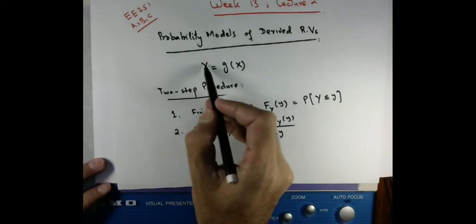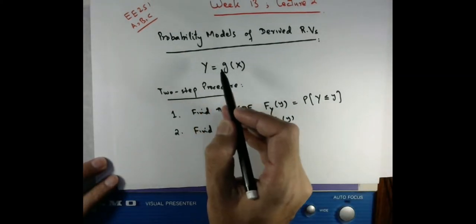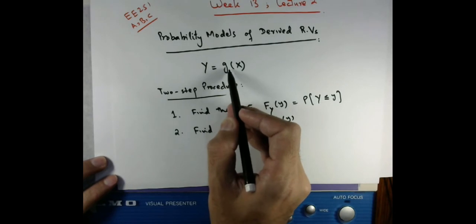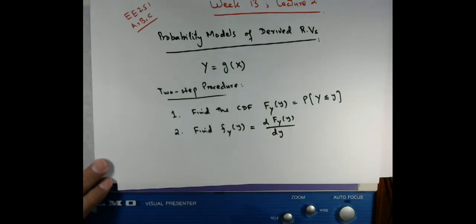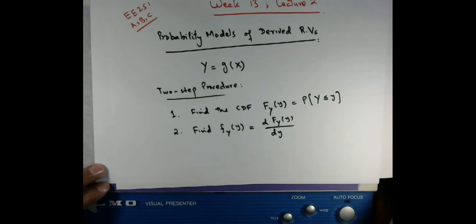Remember, Y is obtained by applying some functional form g on the parent random variable or the source random variable X. So how we can do that, I'll straight away go to an example and explain how we can do that.